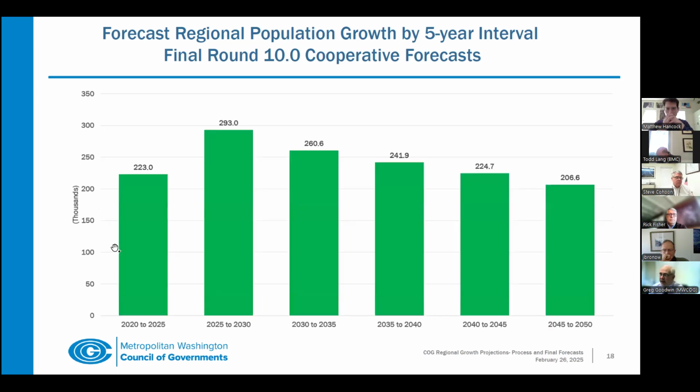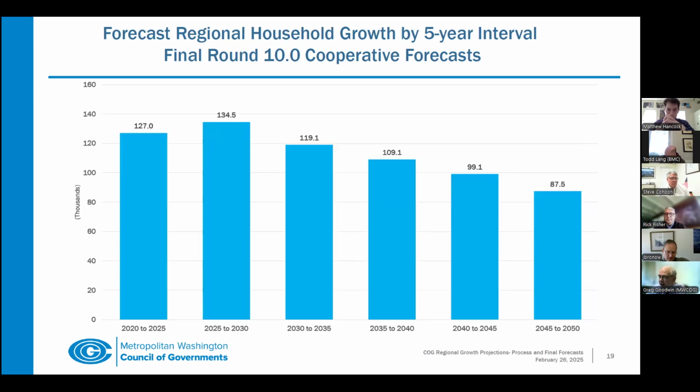Again, this is looking at the population in terms of the different 5-year increments for the COG region. Again, we're still relatively flat regarding population. Some growth, but not as much as what we were assuming in the Round 10 forecast. And then this is the companion growth for households based on the Round 10 forecast. So again, these numbers were developed in 2022 and approved by the COG board in 2023. Now in 2025, some jurisdictions are taking another look at their forecast, and that's what we are expecting to see for 10.1.